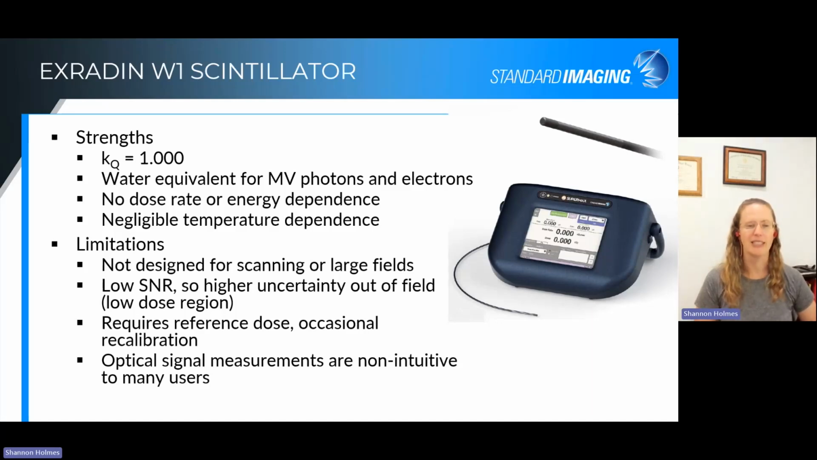I don't think I've got that listed here. And it requires a reference dose or occasional recalibration. This is a relative dosimeter like a diode, and you cross-calibrate it or daisy chain it. Optical signal measurements are non-intuitive to many users, so there is a bit of a learning curve with this one in terms of being comfortable with it, being sure that you're trusting your measurements and feeling like you're doing things properly there. Once you get past that hurdle, it's a wonderful device.